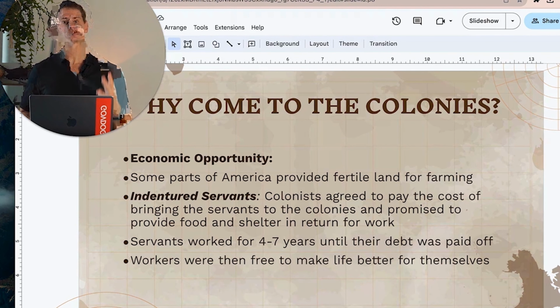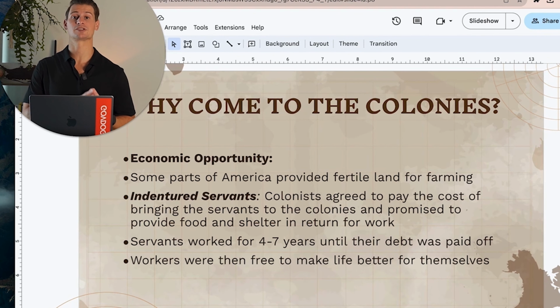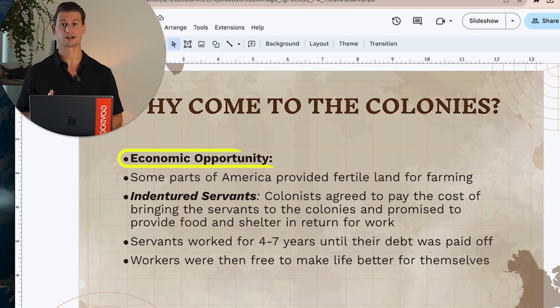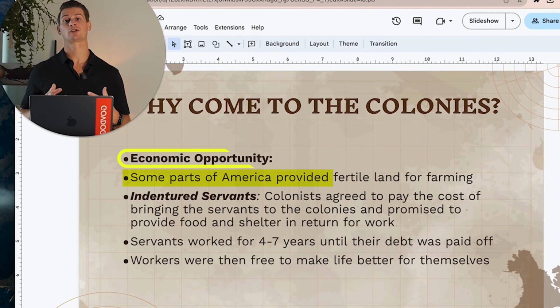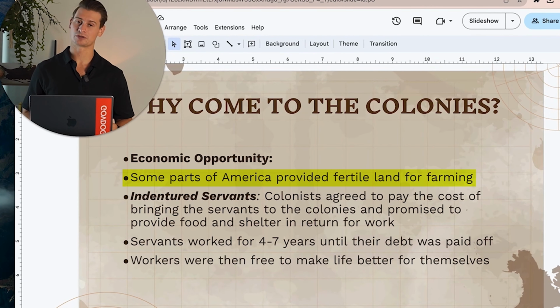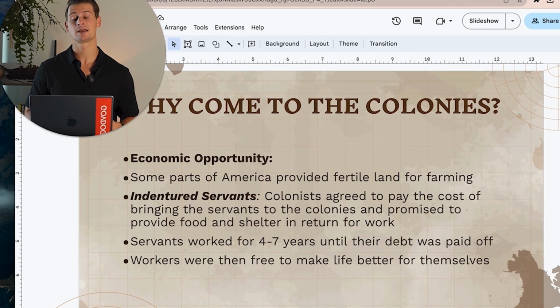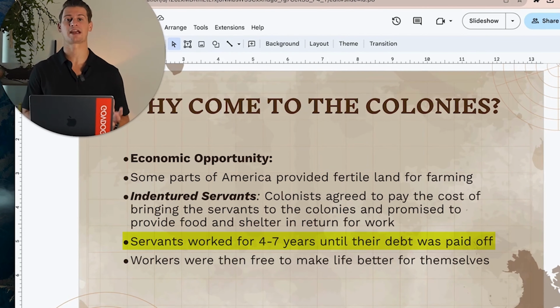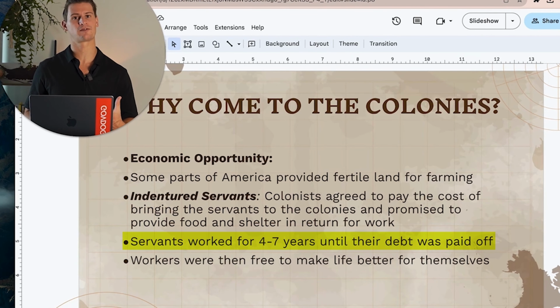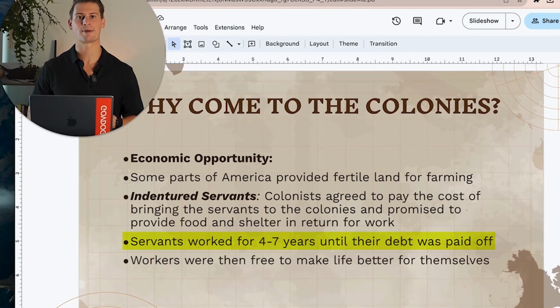So here are two major reasons why somebody would leave England and come to the colonies. Number one is economic freedom. There are some parts of America that provided fertile land for farming. If you had a farm, if you owned land, that means that you could make money. So those who were too poor to gain passage to America actually were sponsored by people that were already in the colonies. In return, they would provide servitude until they paid off that debt. We call that indentured servitude. The majority of servants would work for 4 to 7 years until they could pay their way out of servitude. And the basic investment of work for transport was so that they could develop a better life for themselves in the New World.